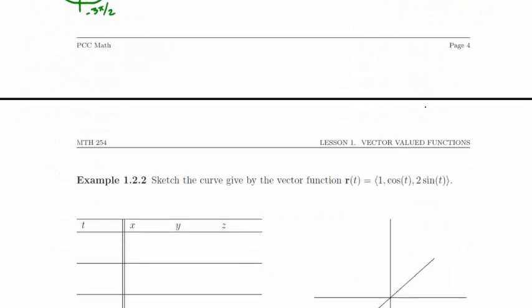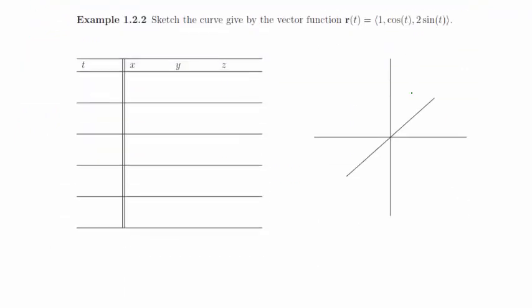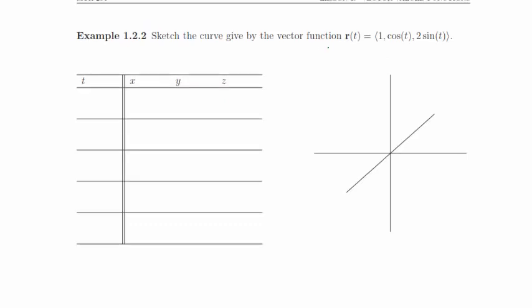Okay, moving on to the next page, we're going to do this same process, but in 3 dimensions. The first one's not going to be too much more difficult. Let's read it. Example 1.2.2, sketch the curve given by the vector function r of t equals the vector 1 comma cosine of t comma 2 sine of t.